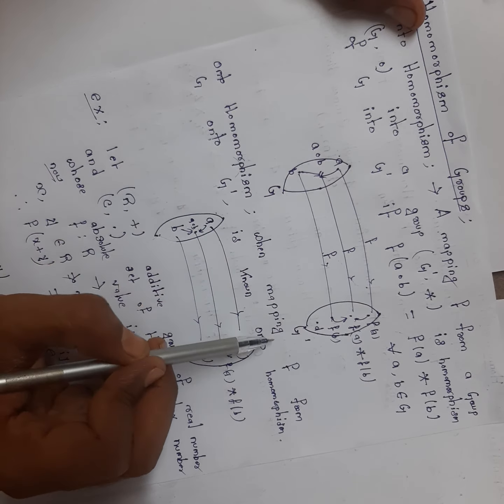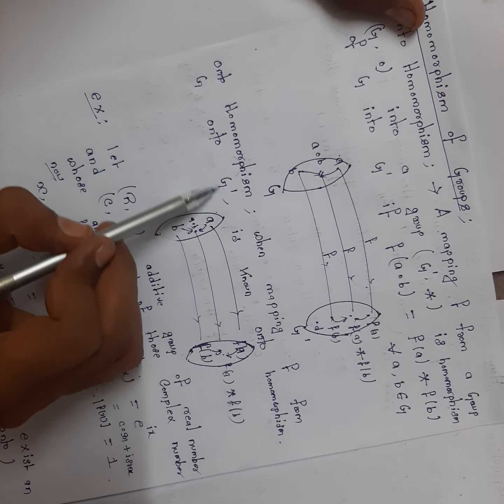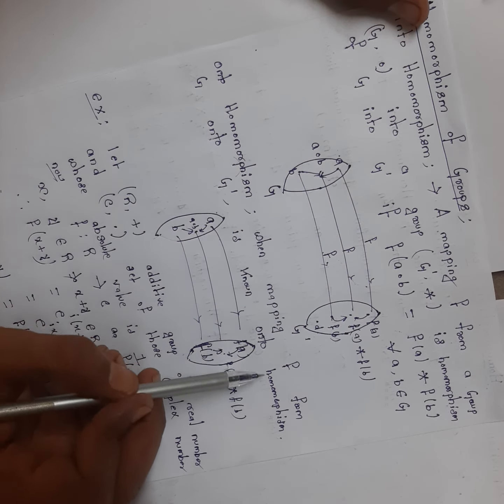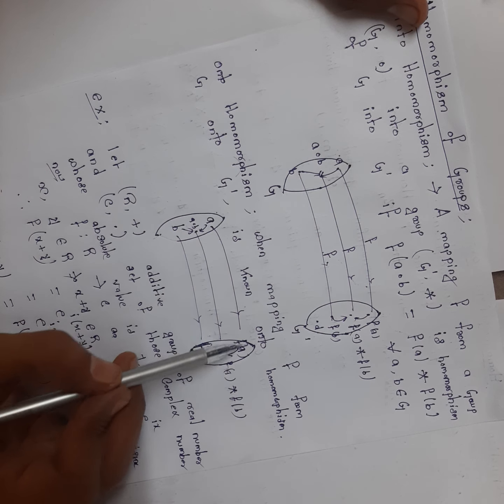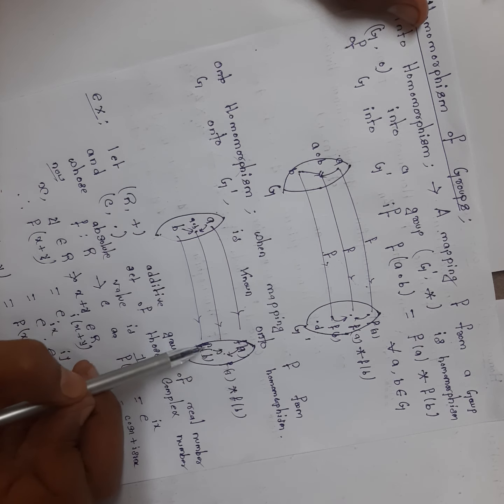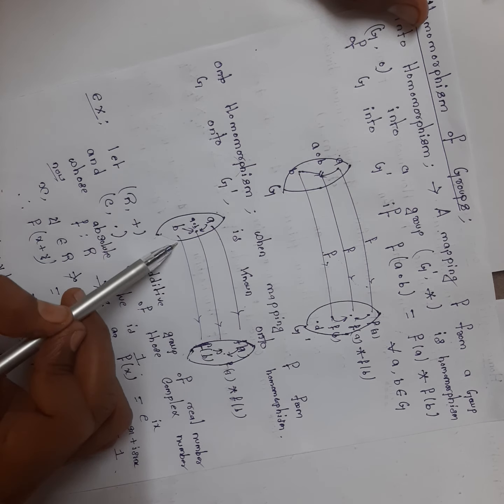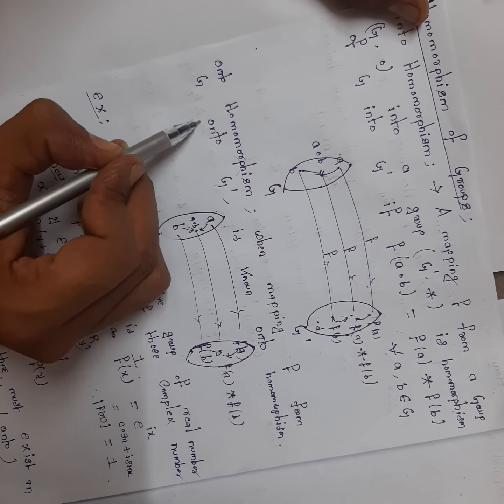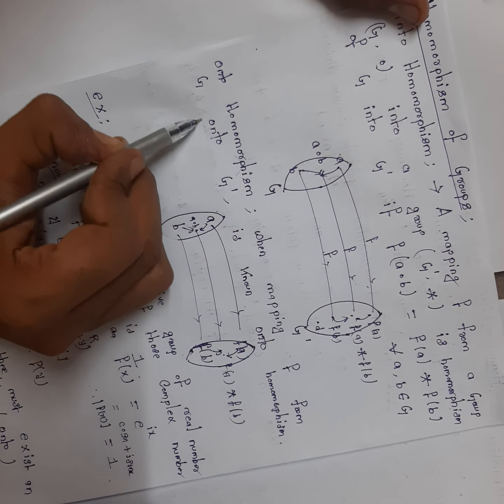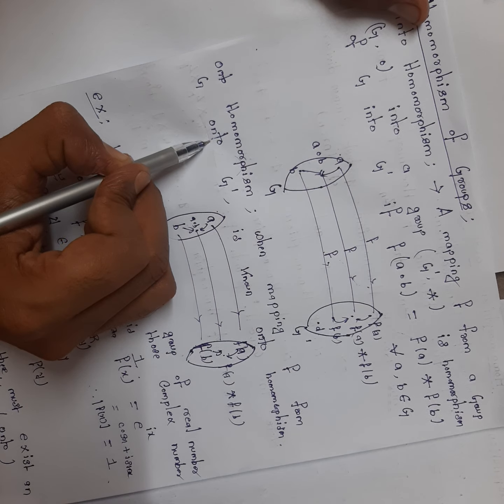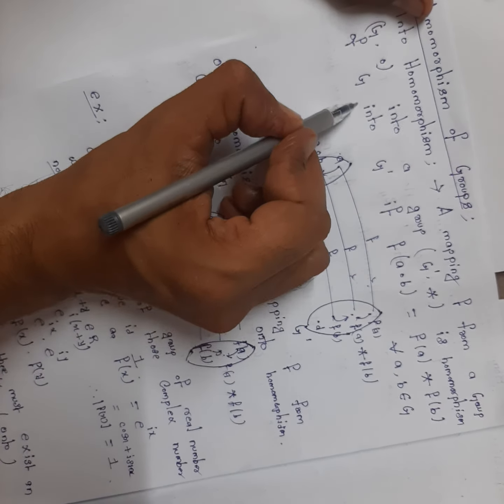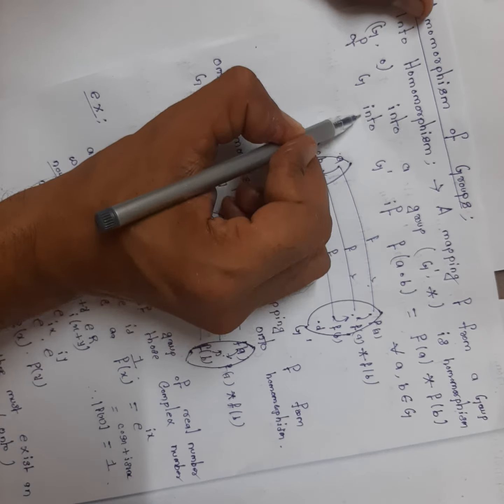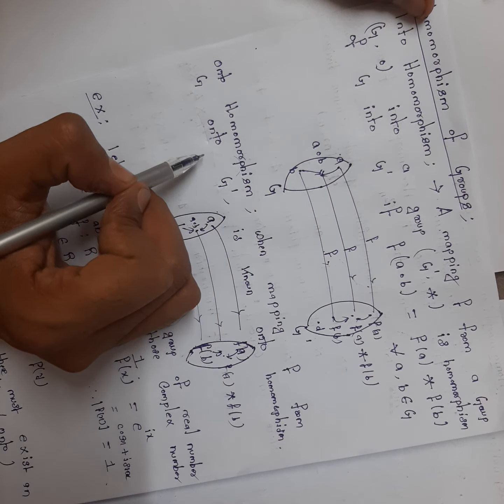When the mapping from G onto G dash, that is, for all members of G dash there exists at least one preimage in G, it is known as onto homomorphism. So you should note this term onto, and here note into. This is into and this is onto mapping.